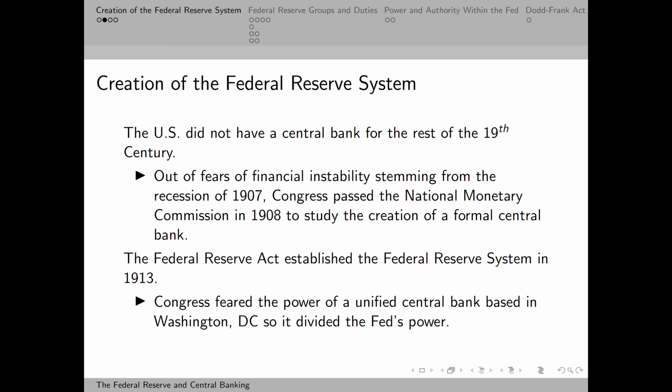But as I mentioned, up until this recession, there was very little approval of a central banking system. And so there was a lot of fear about the power that a central bank could have. And so Congress did all it could to diversify power within the Federal Reserve System because of how fearful it was of a single unified central bank based in DC.